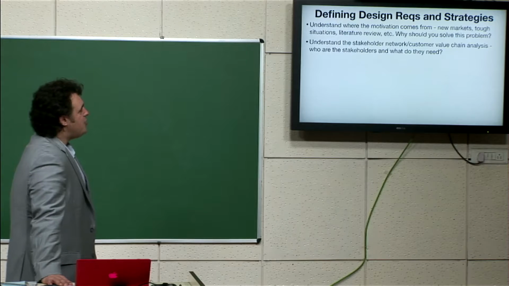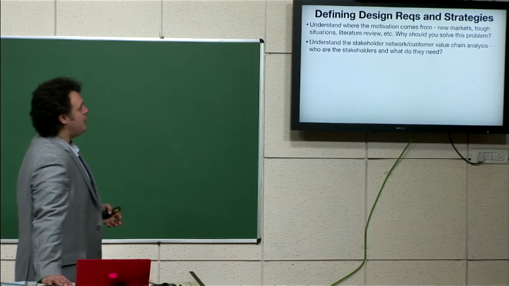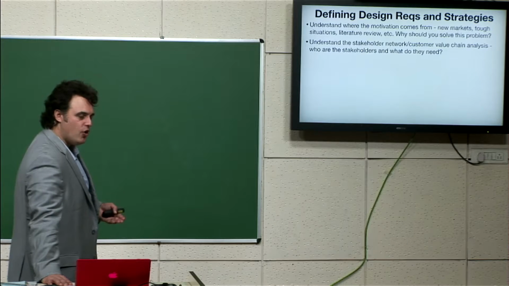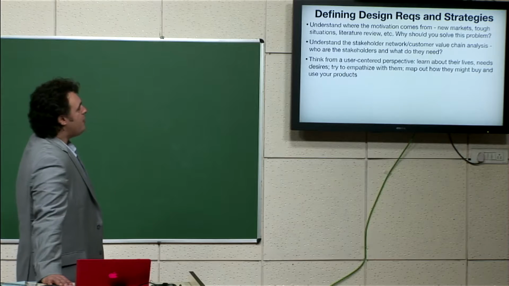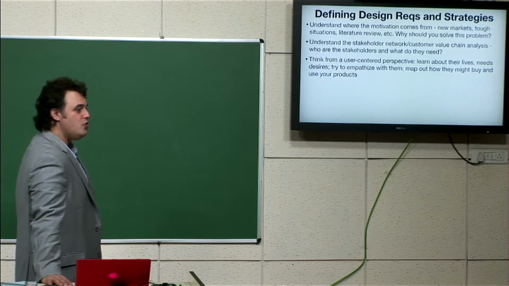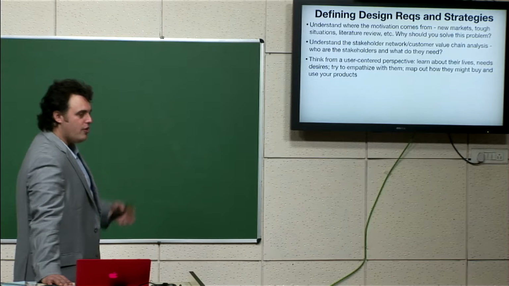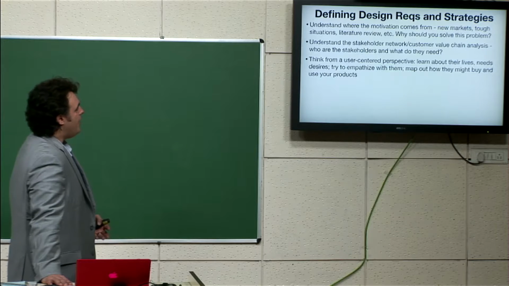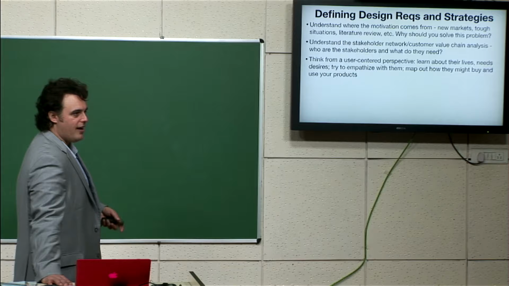Then you want to understand who the stakeholder network is, or stakeholder chain, and do the customer value chain analysis and understand whose requirements you would want to meet or have to meet to create a viable solution. You want to think from a user-centered perspective. You want to do the ethnographic research we've been talking about. Go observe people. Go to their village. Try to live their lives. Try to put yourself in their shoes, right? Try to empathize with them. Map out how they might buy and use your product. Understand all of their needs and desires.